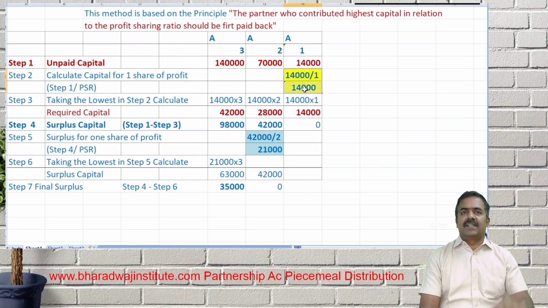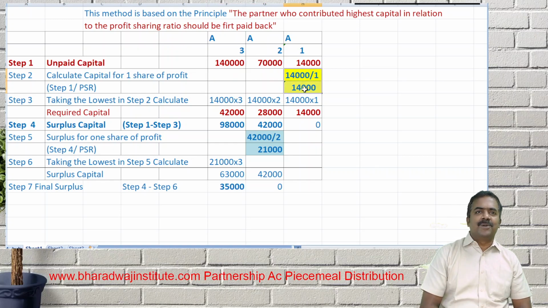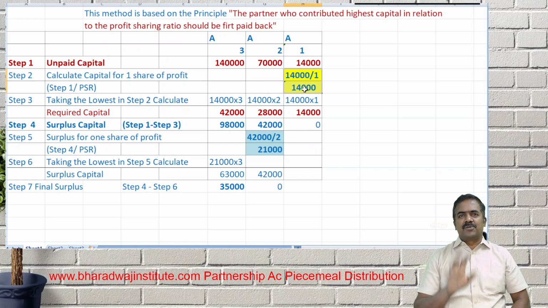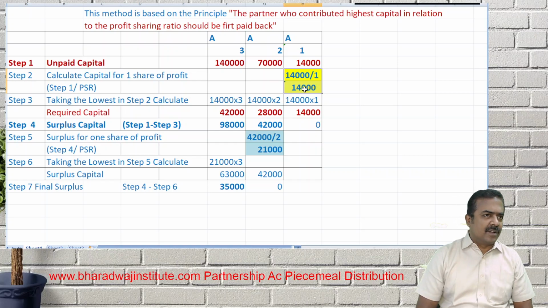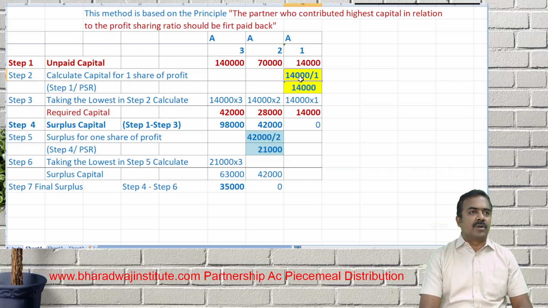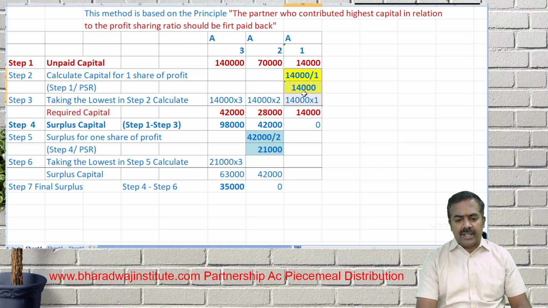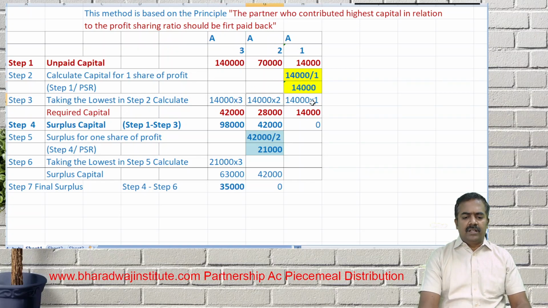What is the surplus of the others? We can work out the other way also, but it will be like a negative figure. So avoid the negative, take the positive answer. What do we do? We take the lowest and work out the others. Taking the lowest, we worked out the required capital: 14,000 into 3, 14,000 into 2, 14,000 into 1. This is the required capital based on the third partner's capital.